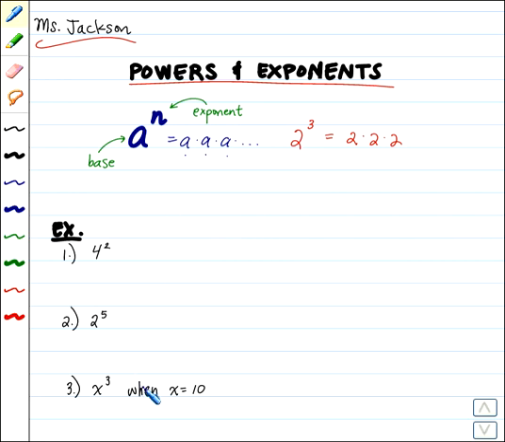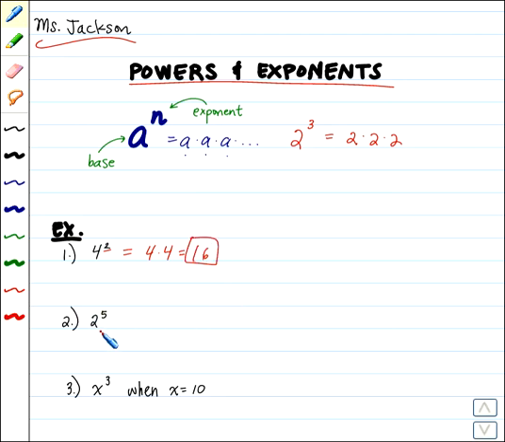So let's go ahead and try some examples. Here we have 4 to the second power. This is also called 4 squared. To solve this, all we have to do is multiply the base by itself twice. 4 times 4, which is equal to 16.